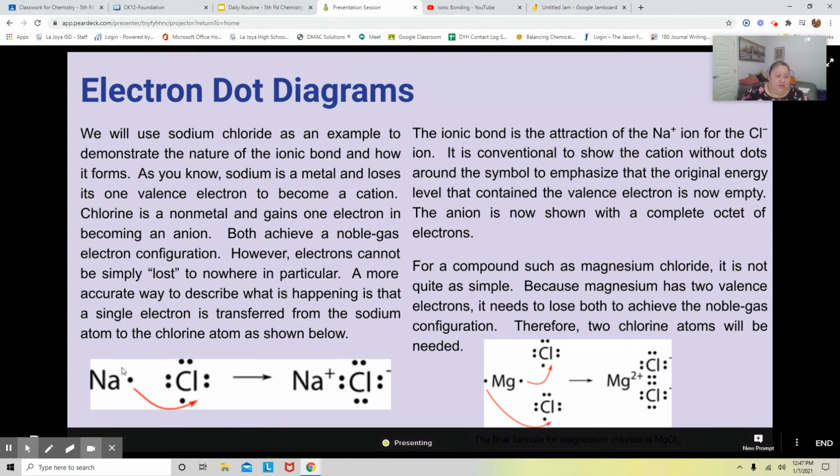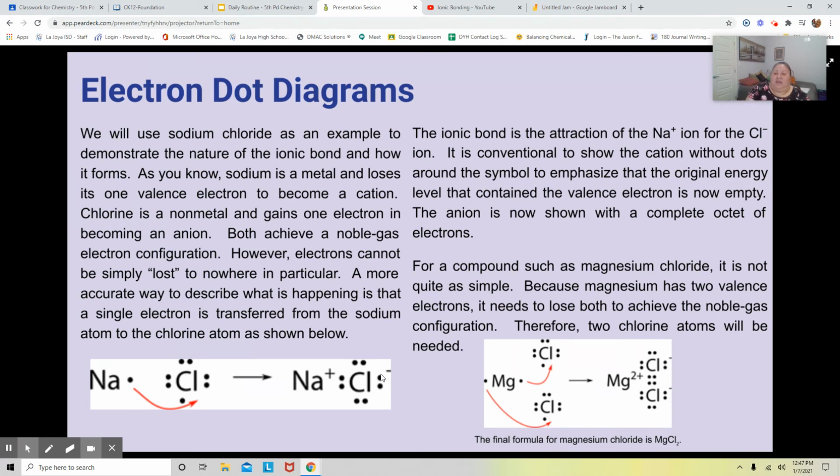For sodium, you have 1 valence electron, so you're going to see just 1 dot. Chlorine has 7 valence electrons, right? It's from group 17. And you can see those 7 dots surrounding the symbol for chlorine. And the red arrow shows the movement or the transfer of that 1 valence electron from sodium to chlorine. And you have your complete ionic compound on the right, where sodium has that +1 charge, chlorine has that -1 charge, and you have this nice ionic compound.